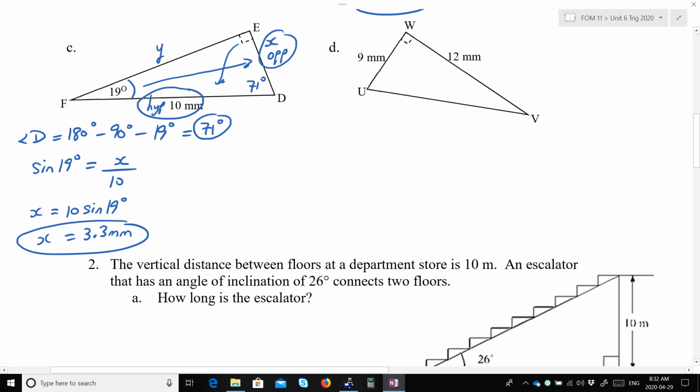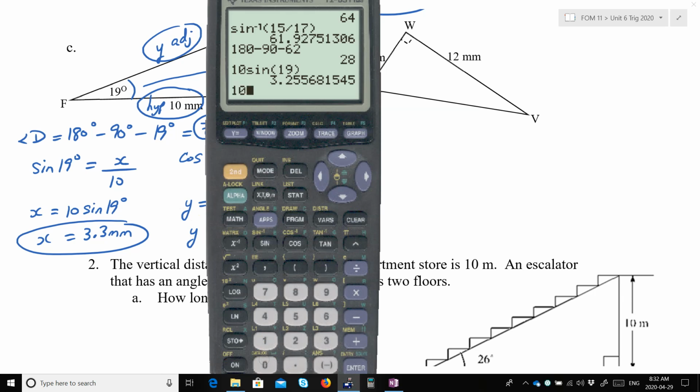All right, let's also find this side. We'll call it Y. If X is opposite to 19, and of course the 10 is the hypotenuse, this must be adjacent. And so we're going to find the adjacent, and we have the hypotenuse. Adjacent and hypotenuse, that comes from cos. So cos of 19 degrees equals the adjacent, y, over the hypotenuse, 10. So y is equal to 10 times cos 19, and we get 9.5.